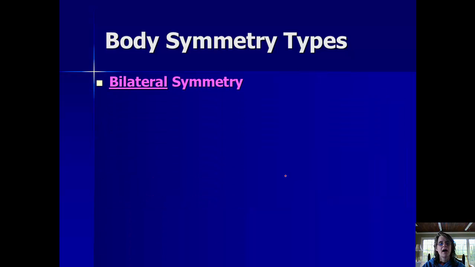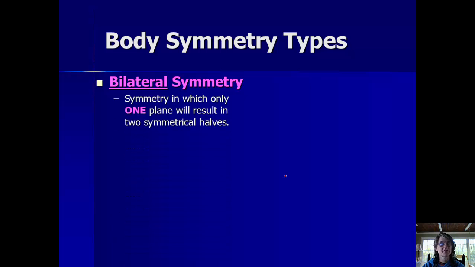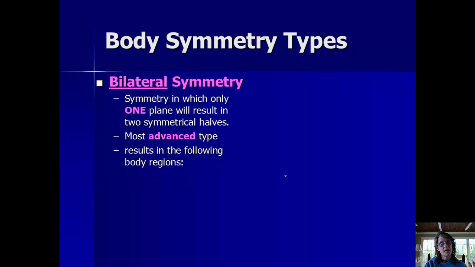The last type of symmetry is called bilateral symmetry, and this is the symmetry you find in most more complex animals. It is symmetry in which only one plane will result in two symmetrical halves. It is the most advanced type of symmetry and results in certain body regions that we talk about when we talk about more complex animals.